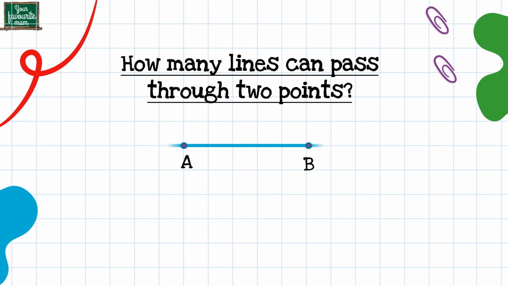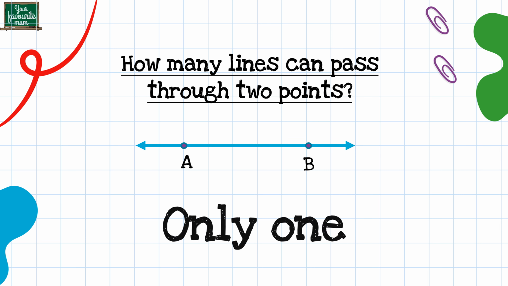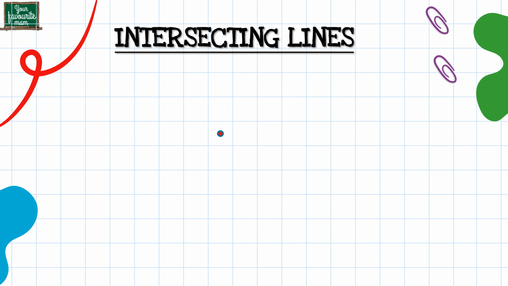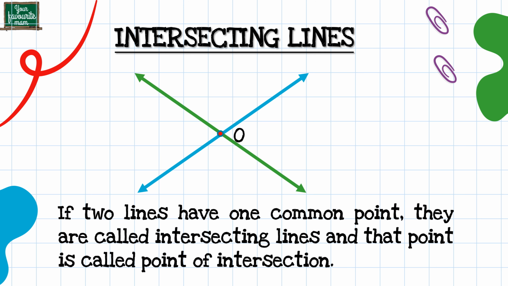The answer is only one. Only one line can pass through 2 points at one time. So the next is intersecting lines. For example, let's take this point as O and let's cross 2 lines. So if 2 lines have one common point, they are called intersecting lines.